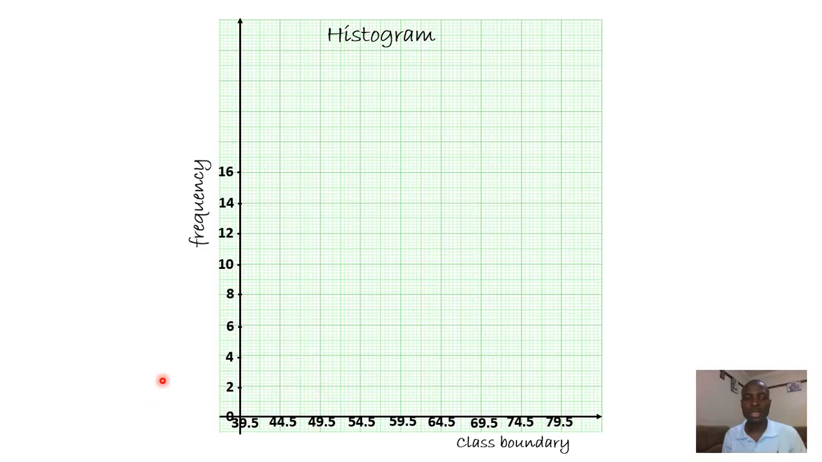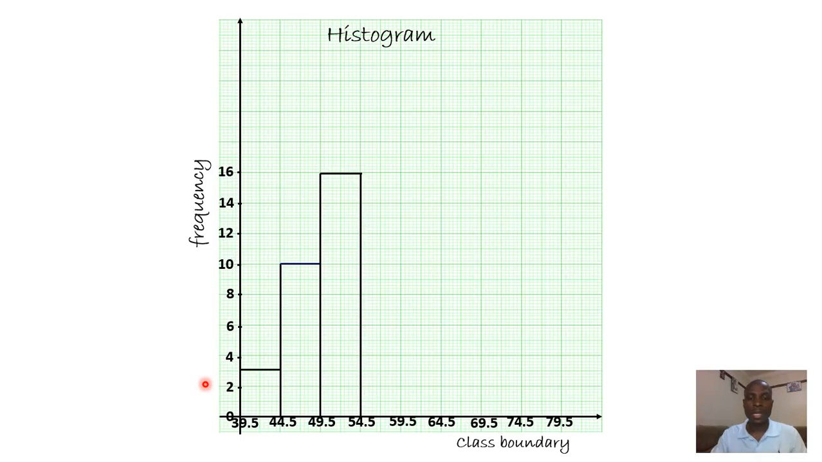So let us plot. The first class is 3, so 3 is here. Let us first finish up that 3. Then the next is 10, finish up the 10. Then the next is 16. Then the next is 10. So 10 is here, so we shall take on this.